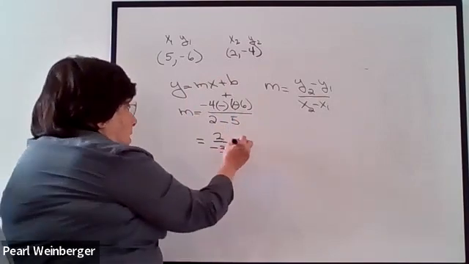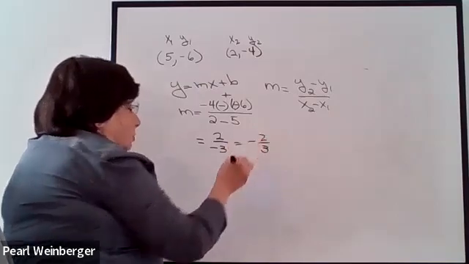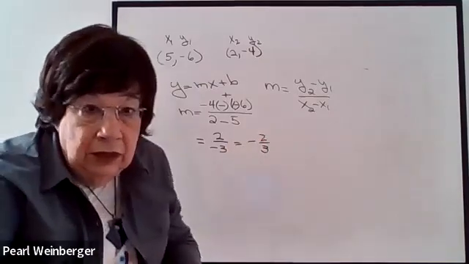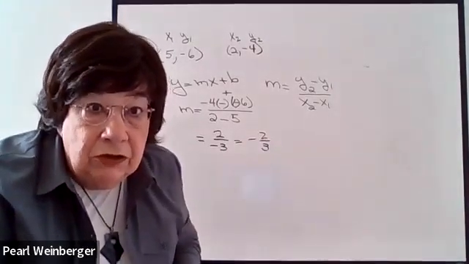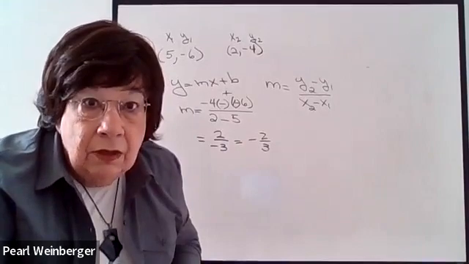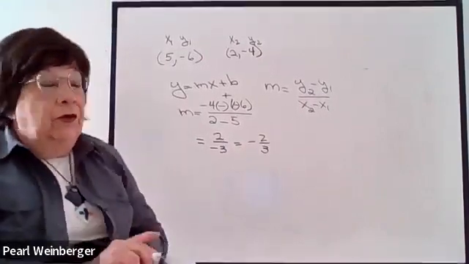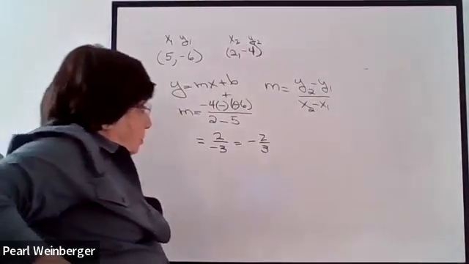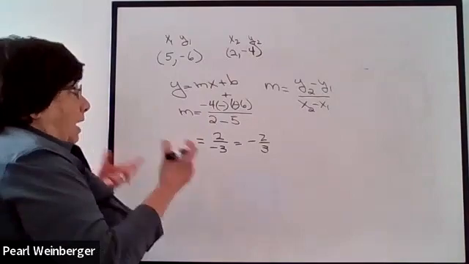So our slope is -2/3. Which is exactly what you gave us here. Very good. What about writing the equation now? Well, we're halfway there.